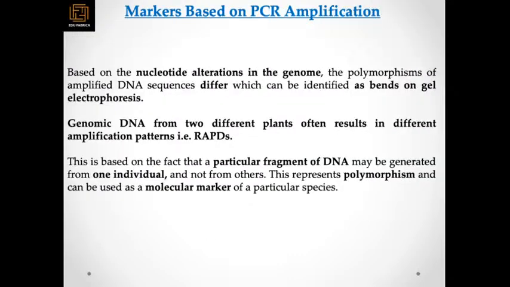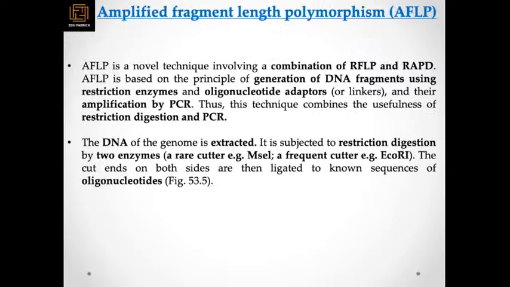So further, in the same case, based on the nucleotide alteration in the gene, the polymorphism in the genome, the polymorphism of amplified DNA sequence differs, which can be identified as bands on the gel electrophoresis. So next part is AFLP, that is amplified fragment length polymorphism. So here they are not random ones, but it's a novel technique which employs a combination of the first ones, the RFLP and RAPD together.